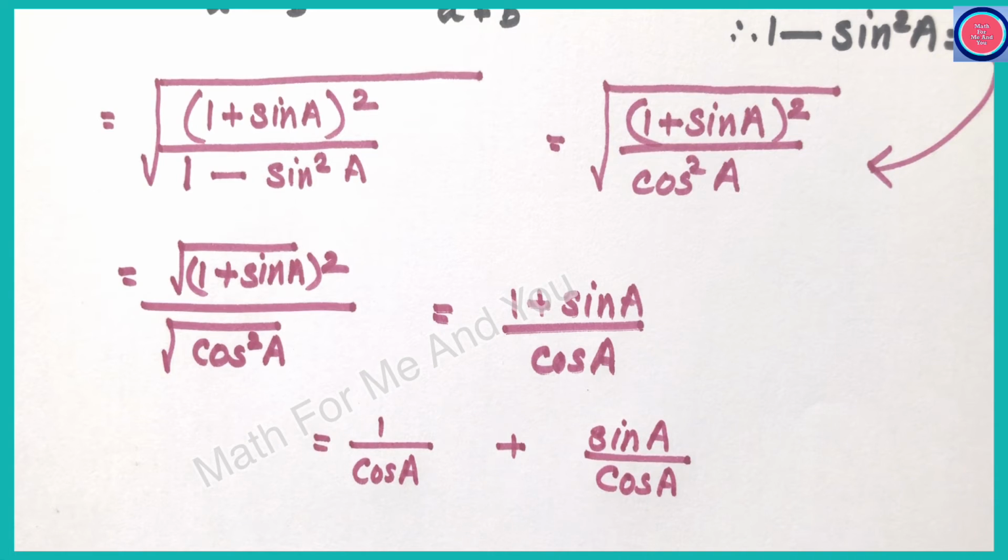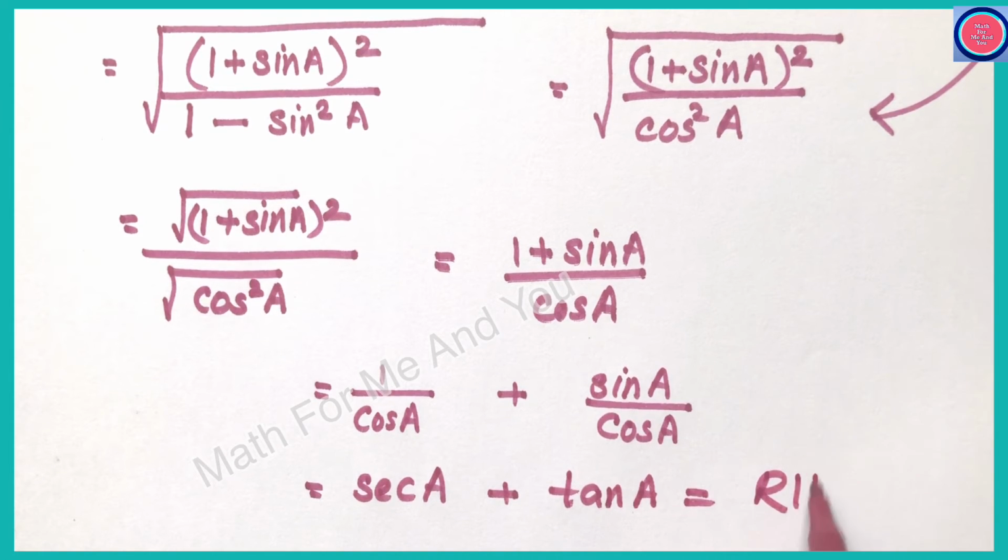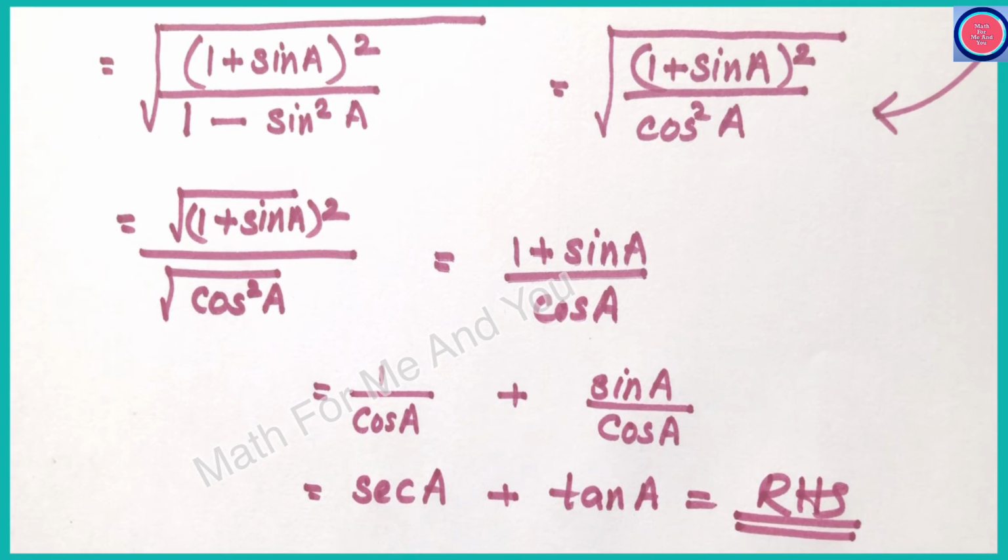What about 1 by cos A? The reciprocal of cos A is sec A, plus sin A by cos A, which is tan A. So the result we are getting is sec A plus tan A, and that is the RHS. LHS equals RHS, which means we have proved the given identity.